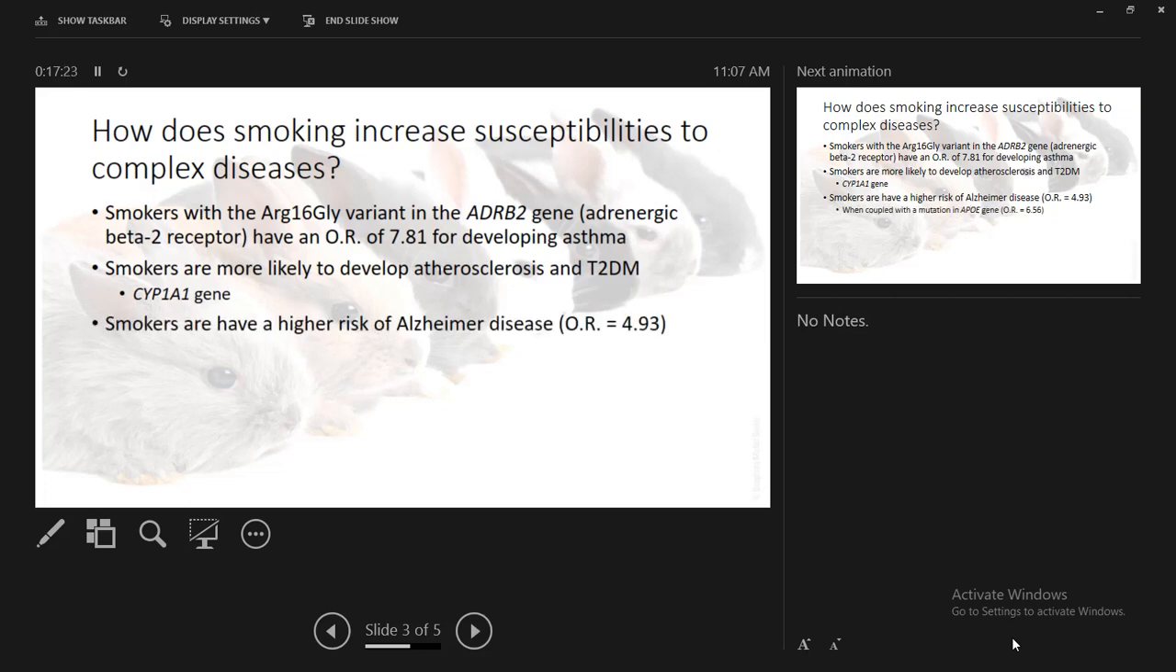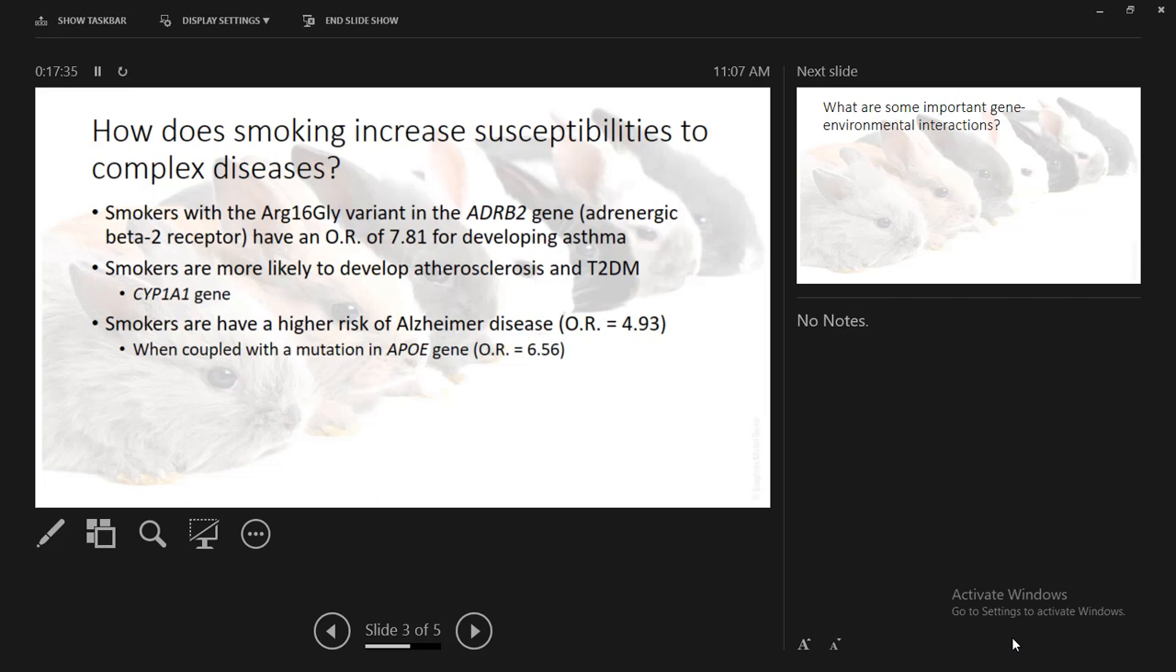Smokers have a higher risk of Alzheimer's disease. This is just smokers in general, odds ratio 4.93, so an almost 5 times increased chance. Now, when smokers have a specific mutation in this APOE gene, that odds ratio increases to 6.5. So smokers become 6.5 times more likely to develop Alzheimer's if they have this specific gene. That would be compared to people that are non-smokers without this gene. And so there you get some gene-environment interaction.